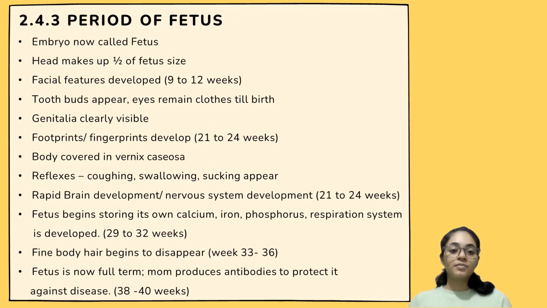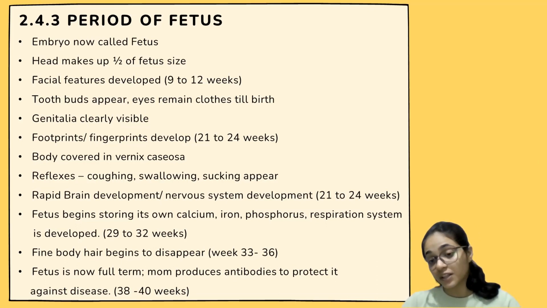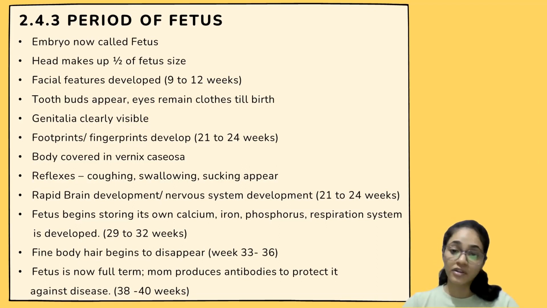The footprints and fingerprints develop in the 21 to 24 weeks. The body is now covered in vernix caseosa. This is a cottage cheese-like covering that the child has over its body. You have to remember that when the child is inside the mother's womb, there are a lot of fluids, the amniotic sac, the placenta, a lot of liquids and sticky substances that the child is covered with, so as to protect the child and also keep providing him with the nutrition. That is, the nutrition of the mother's body reaches the child's body through the umbilical cord.